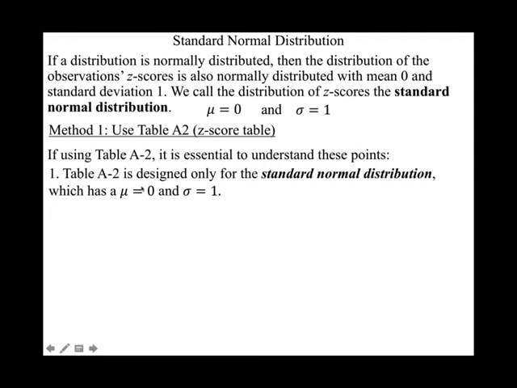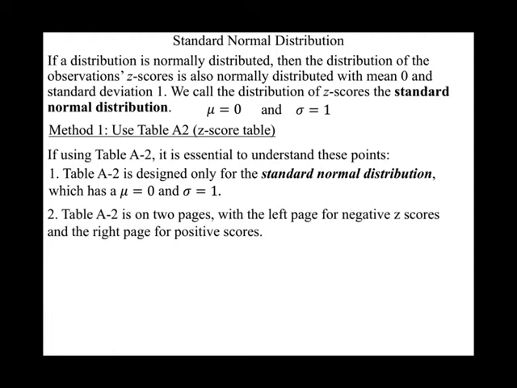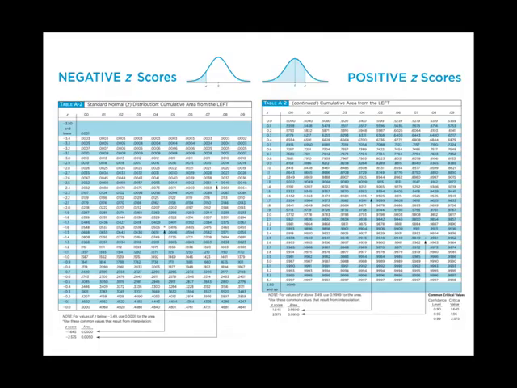First, this table is only designed for the standard normal distribution, meaning you can only find the probability when you have the mean equal to 0 and standard deviation equal to 1. Second, table A2 is on two pages, with the left page for negative z-scores and the right page for positive z-scores. So look at the table here.